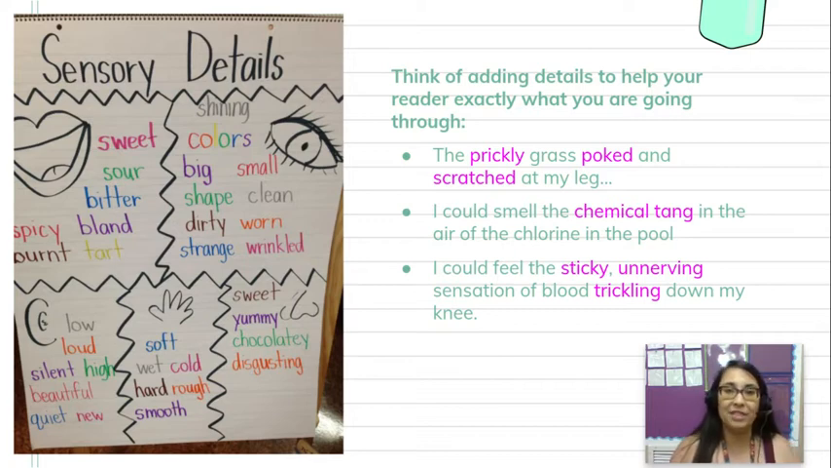Or you could describe smell. I could smell the chemical tang in the air of the chlorine in the pool. Not just, it smelled like pool. You can talk about what it actually smells like. Or, I can feel the sticky, unnerving sensation of blood trickling down my knee. That's so much better than, I scraped my knee, it hurt. You really want to describe, because it makes your writing come to life when you do that. You don't want to just tell the reader, you want to show them with all of those sensory details.